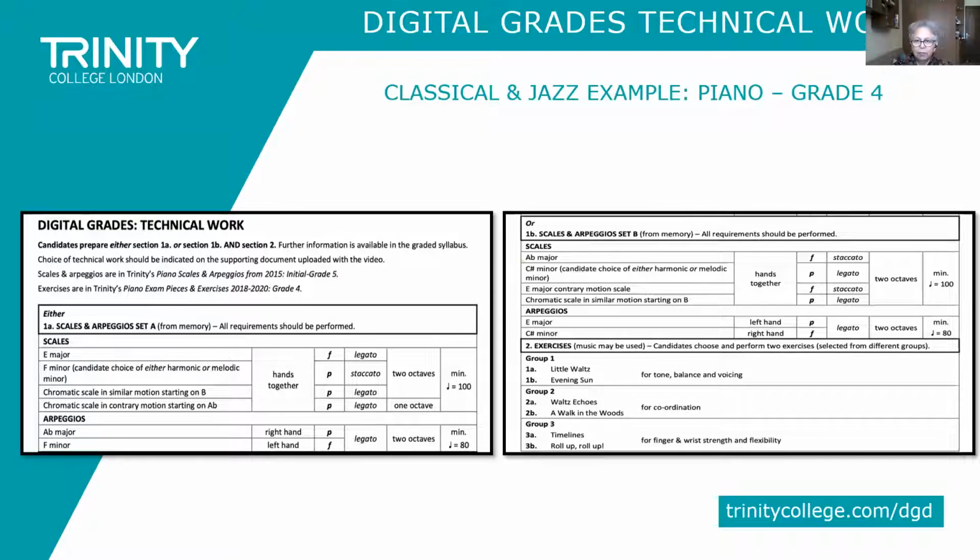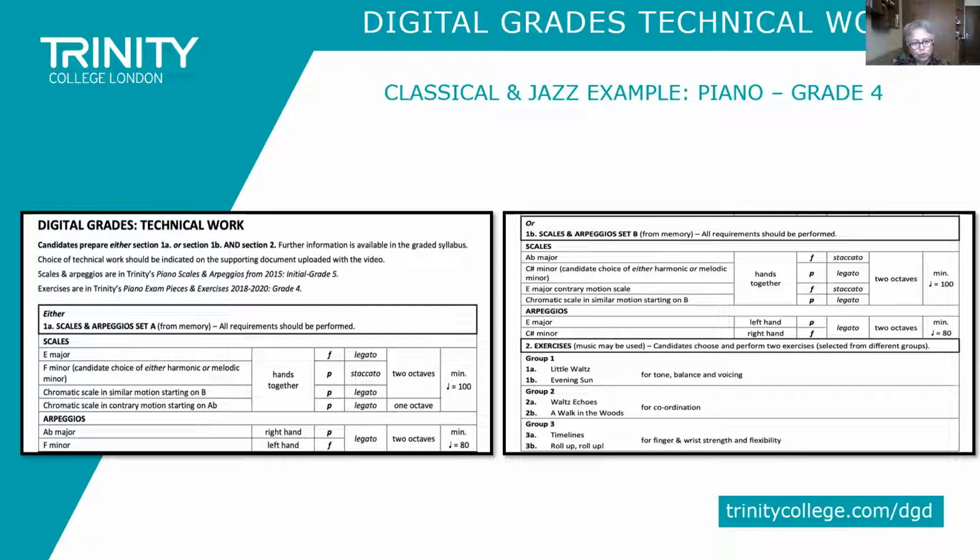Now here's an example of the kind of bundles you have for the technical work. This is for piano grade 4 that I have taken out. Candidates prepare either section 1A, which is on the left, or section 1B, and section 2. You all know for piano, the exercises are compulsory. And the choice of the work has to be indicated on the submission information form. And this is how it goes.